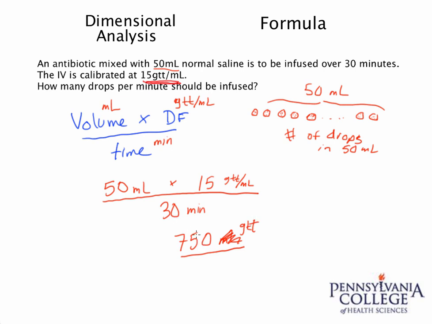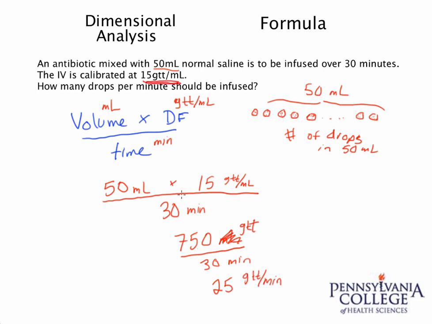Those 750 drops are infusing over 30 minutes. So if I were to divide 750 by 30, I would figure out the number of drops that are going in every single minute. And when you do that, you get 25, and it's drops per minute.